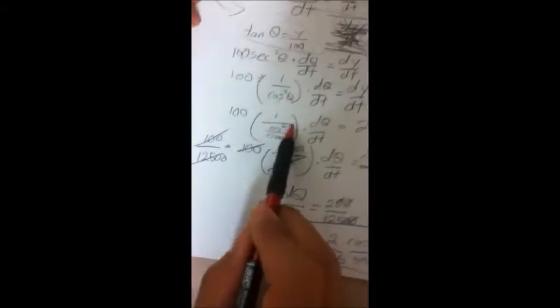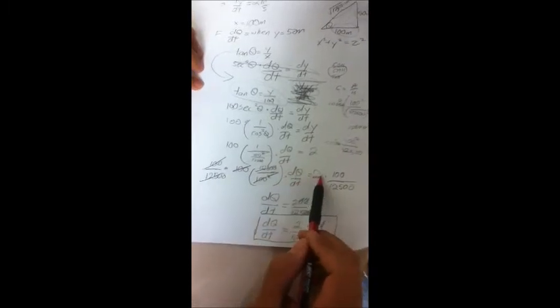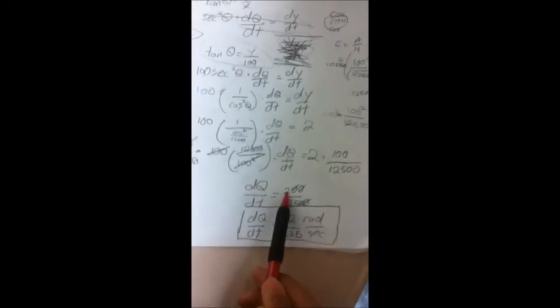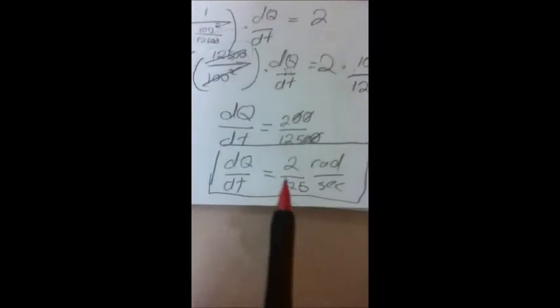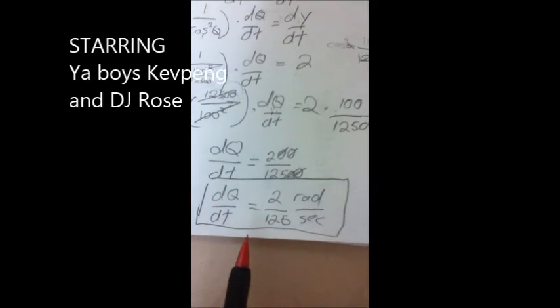Then you plug that in here, and since dy/dt is also given, you plug that in as well. From here, you would cross out a whole bunch. You'd rewrite it as 12,500 over 100 squared times 100 times d theta/dt, which equals 2. With that, you can cross out the numbers, move them to the other side, and you're left with 200 over 12,500. Cross out zeros, and your answer is 2 radians over 125 seconds.